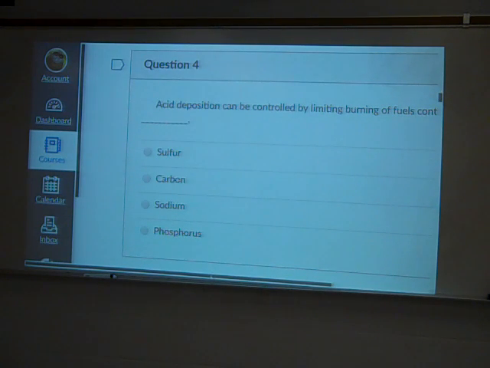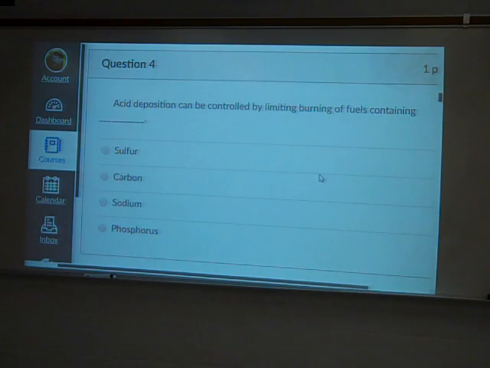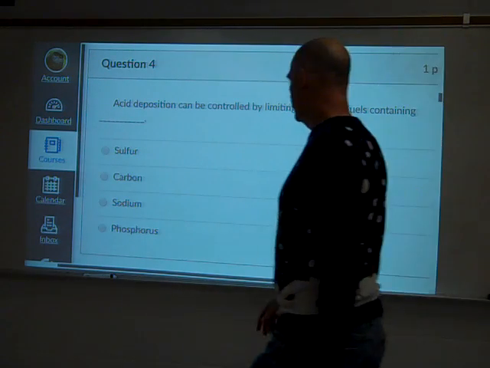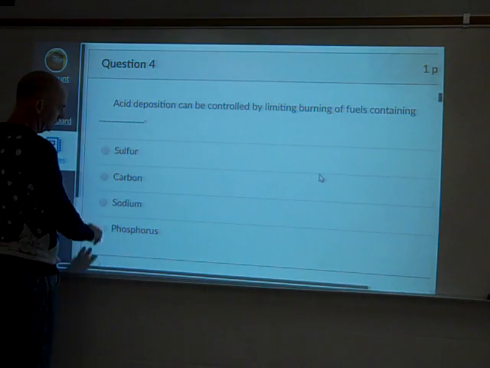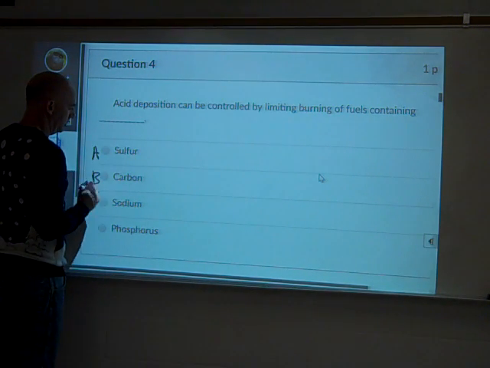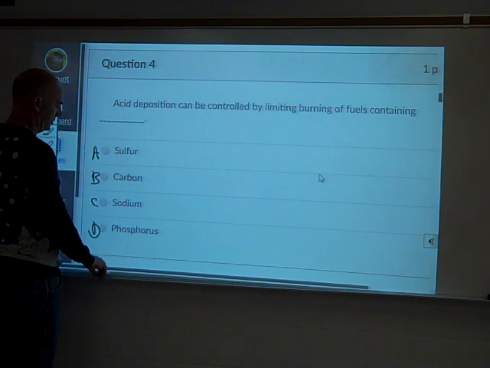This is one that many people missed. Not sure why. Pretty sure it's directly in the notes, but here you go. Heads up, it's not. Acid deposition can be controlled by limiting burning of fuels containing what? A, sulfur, B, carbon, C, sodium, D, phosphorus.